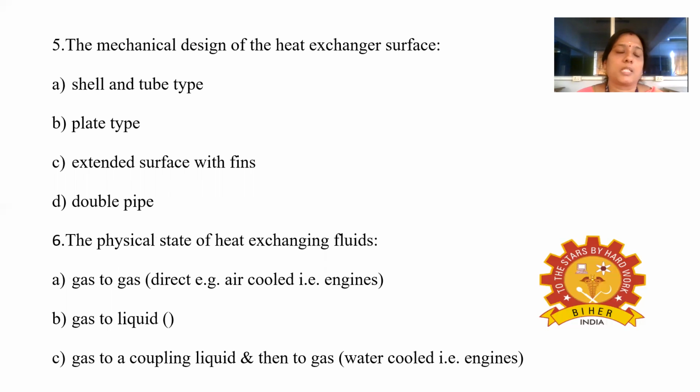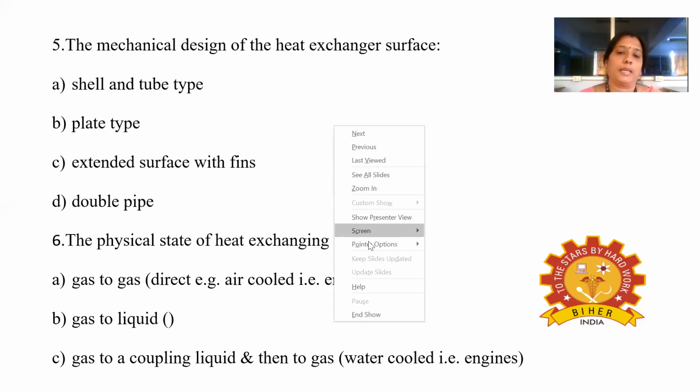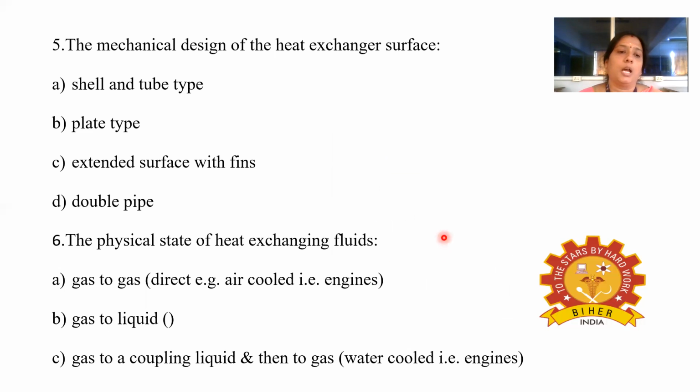And the next classification is based on the design. Based on the design aspect, we can classify the heat exchanger as shell and tube heat exchanger, plate type heat exchanger, then extended surface with fins, and double pipe heat exchanger. These are based on the mechanical design. Based on the mechanical design, we can classify the heat exchanger into four different types.